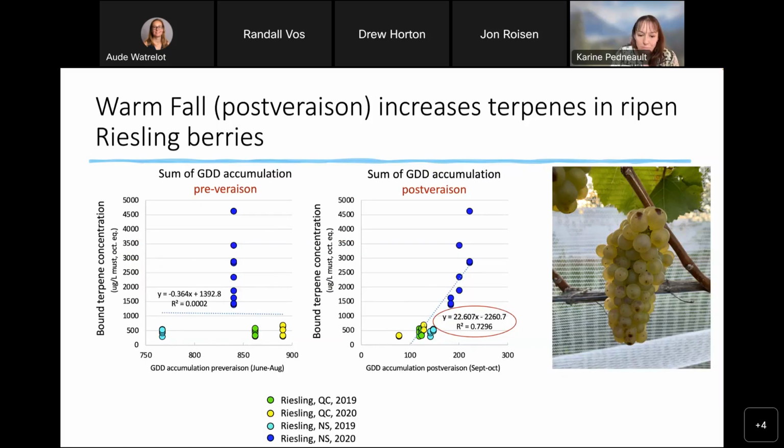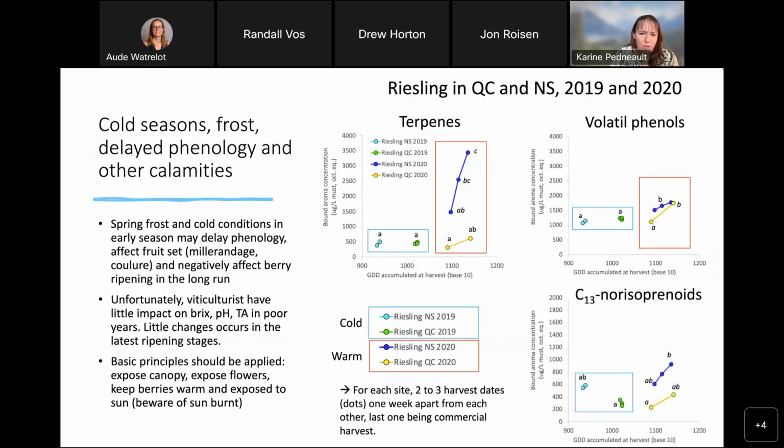So I just have a couple of slides left, so I'm going to finish soon. What about cold season, frost, delayed phenology, and other calamities that hit us in the north? Obviously spring frost and cold conditions during early season will delay phenology and will affect berry ripening in the long run, because we have a very small window to play with in terms of berry development, berry production, and ripening. If you get a spring frost, and I know that many of you experienced that this year, it is what it is, and there's not much we can do about it.